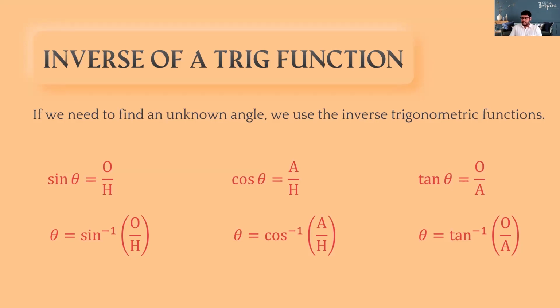Right. Now, children, let's look at some examples of how to find an unknown angle. So, children, here's an example. We have the angle in focus is given, but we don't know it. It's an unknown. The opposite is 3, the hypotenuse is 6. If you know the opposite and the hypotenuse, what function should you use?